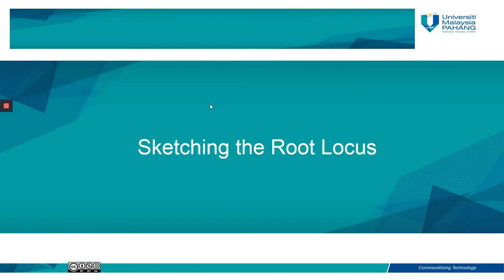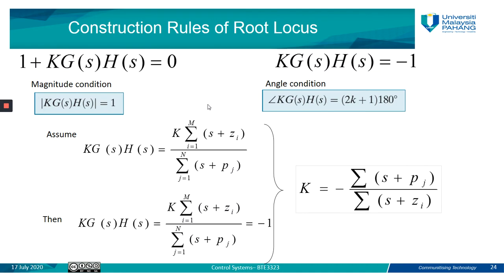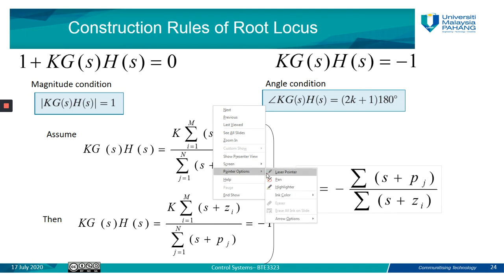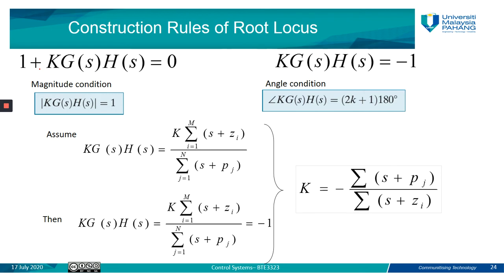As we said also, there are two main conditions that a point should satisfy in order to be part of the root locus. The first condition is according to the characteristic equation. The characteristic equation for the closed loop transfer function is 1 plus KG(s)H(s) equal to 0. If you have a system consisting of the open loop or forward transfer function, and a backward transfer function H(s), usually our gain K will be multiplied by the forward transfer function, giving KG(s), which is the forward, and H(s), which is the backward.